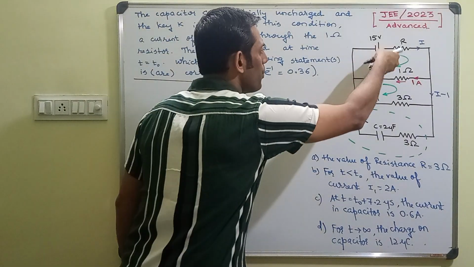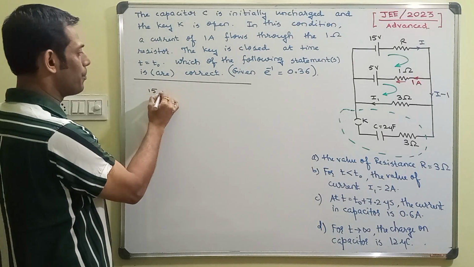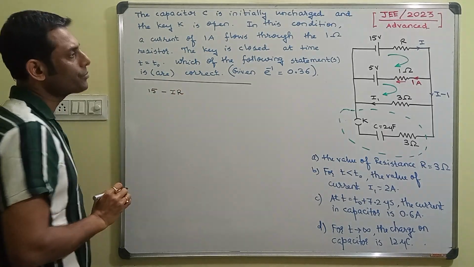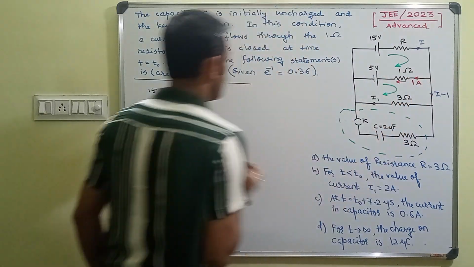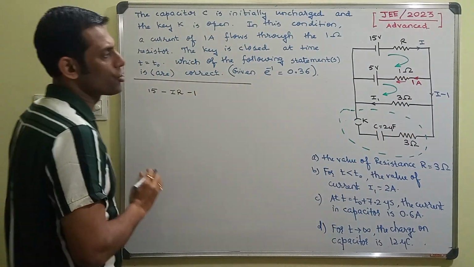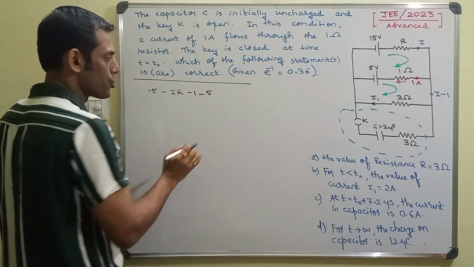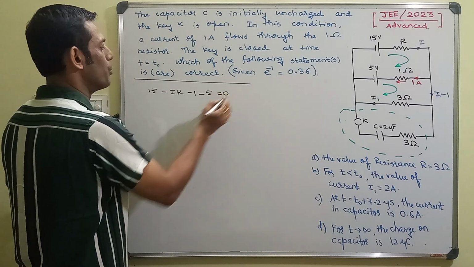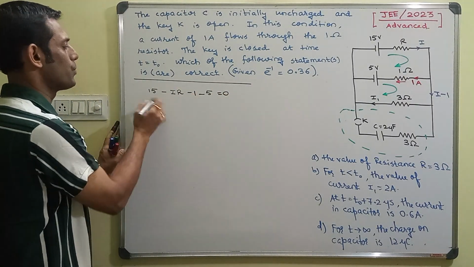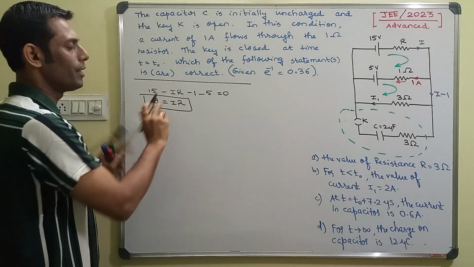In the upper loop, plus 15 volts and then a drop of minus IR, and then through this, 1 ampere into 1 ohm is a minus 1 volt. Then from positive to negative terminal, a minus 5 volts, a drop of 5 volts from higher potential to the lower side completes the loop. That means 15 minus 5, 10 minus 1, 9 is equal to I into R. Let this be the equation.